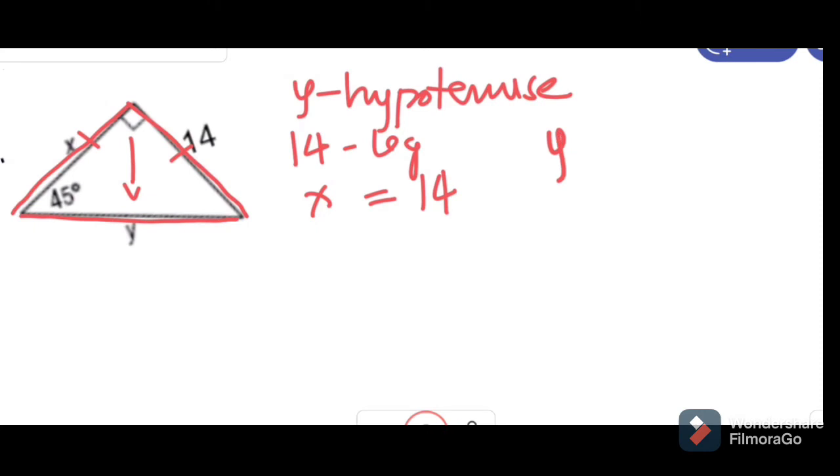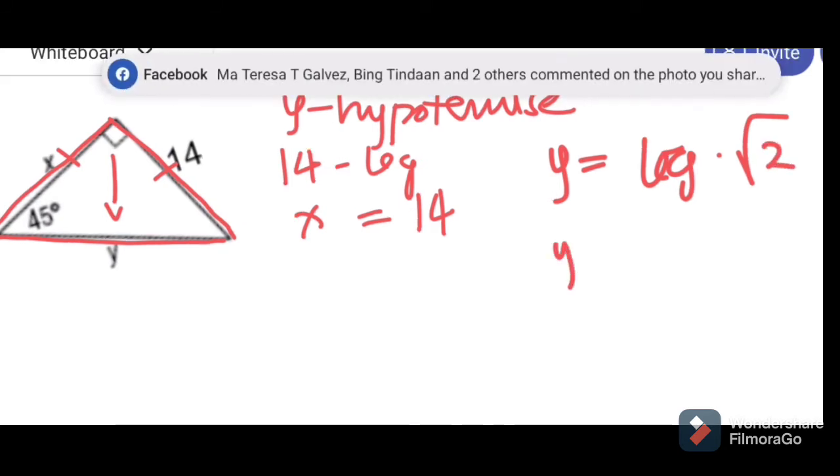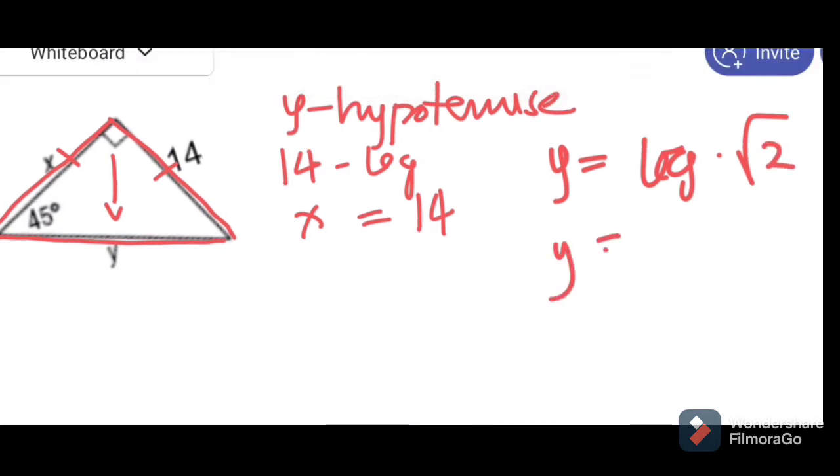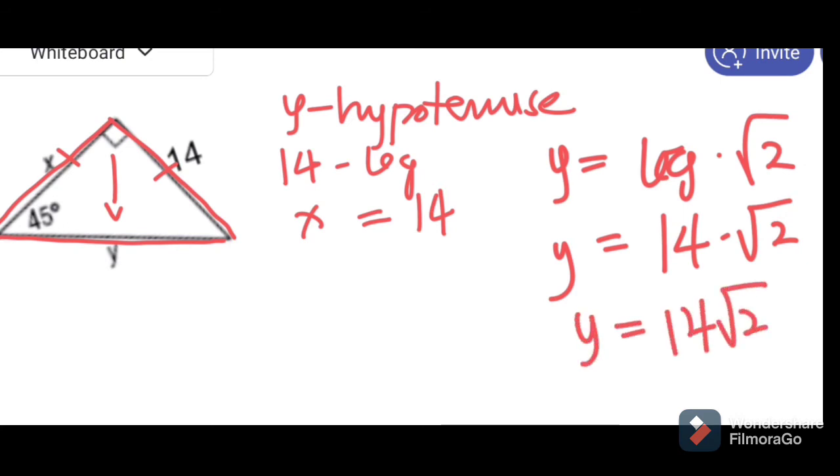Find y, we multiply the leg times the square root of 2. So, y is equal to 14 times the square root of 2. So, now our y is equal to 14 square root of 2.